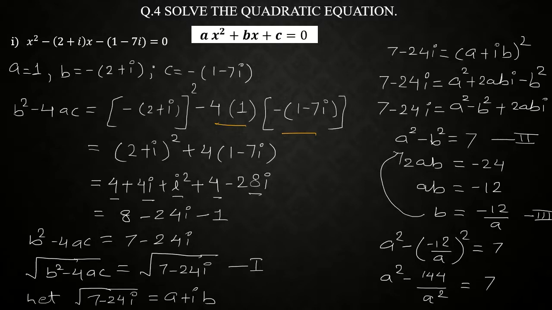Now further we have to continue. So we multiply throughout by a square. So when we multiply throughout by a square it gives you a raised to 4 minus 144 is equal to 7a square. Now in the next step we shift 7a square to the left hand side. That gives you a raised to 4 minus 7a square minus 144, which is equal to 0. Now we will factorize it and find out the value of a square.